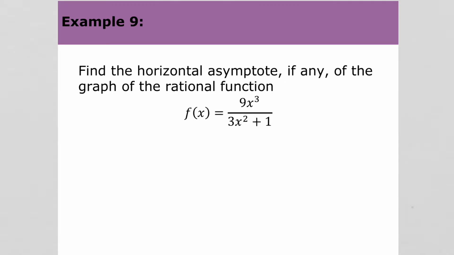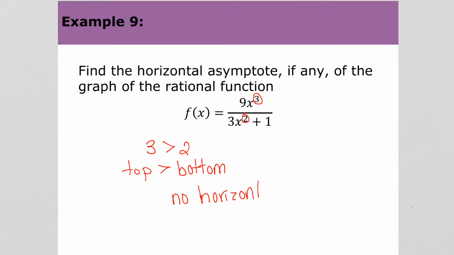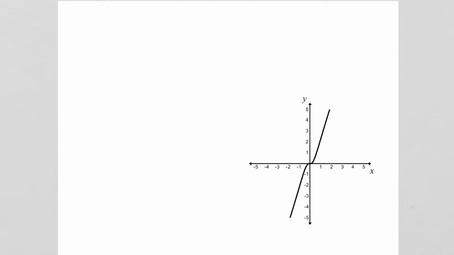The last one, the degree on the top is 3, and the degree on the bottom is 2. So the degree on the top is greater than the degree on the bottom. When that happens, then that tells us that there is no horizontal asymptote. And here's a picture of that. This one actually will probably have a slant asymptote, but we'll look at that in the next video.